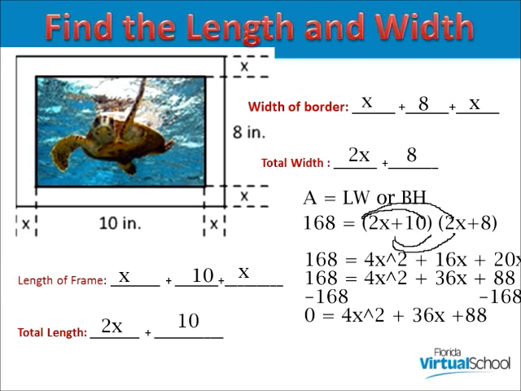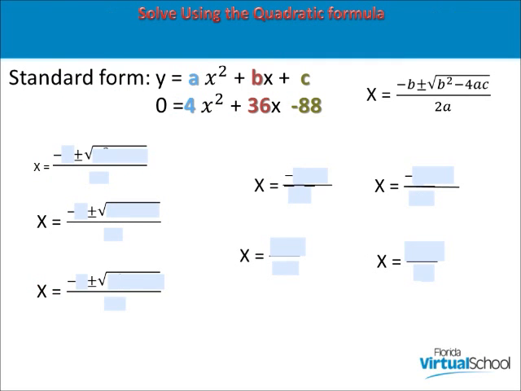And just as a review, in case you guys have forgotten, write this down. Standard form equals AX squared plus BX plus C. All right, there's our standard form. And you guys can always pause this if you don't have it written down right now.